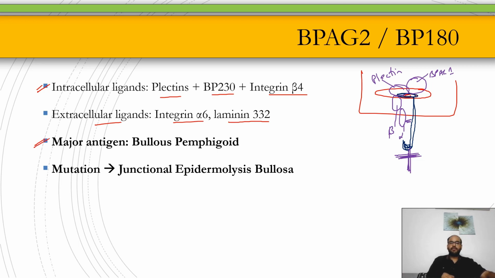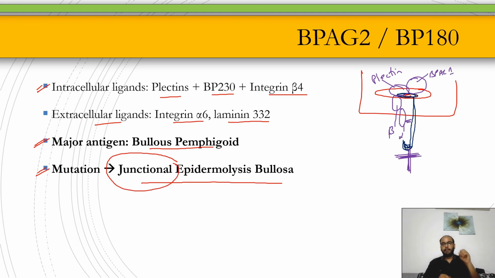It's a major antigen for bullous pemphigoid. If there are autoantibodies against this particular protein, you will have bullous pemphigoid. And if there's a mutation in this particular protein, you will have junctional epidermolysis bullosa. Now remember, bullous pemphigoid antigen 1 mutation causes EB simplex. BPAG2 mutation causes junctional EB.